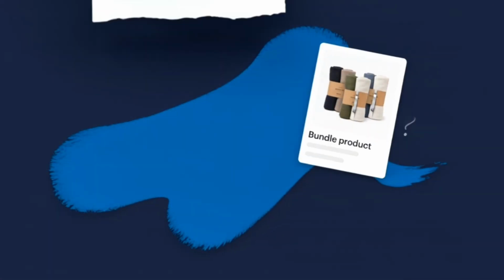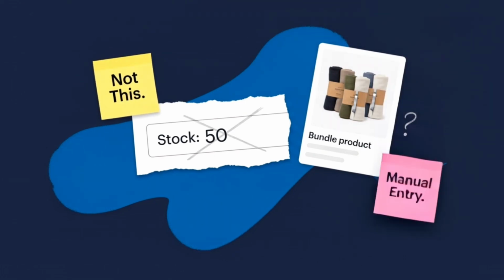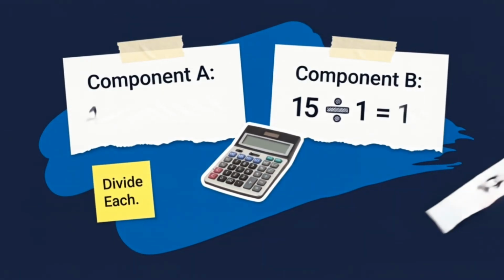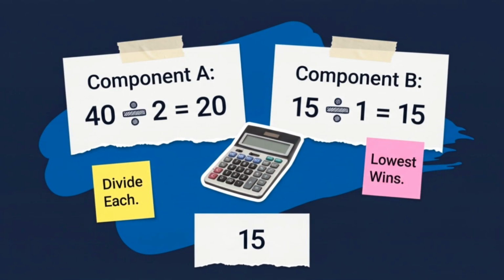Here's where most sellers make a critical mistake. The number of bundles you can sell is not equal to a separate bundle stock number you type in manually. It's calculated. You divide each component's on-hand quantity by the number of units that component contributes to the bundle. Then take the lowest result.